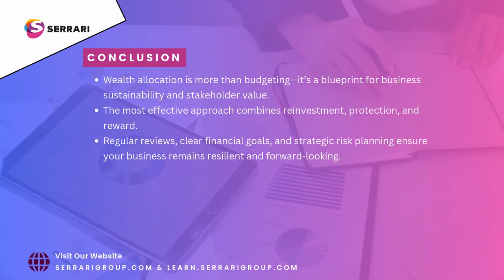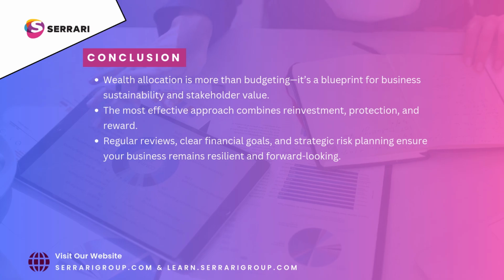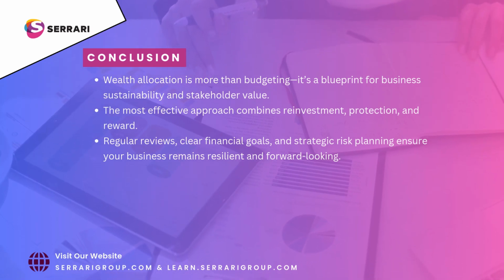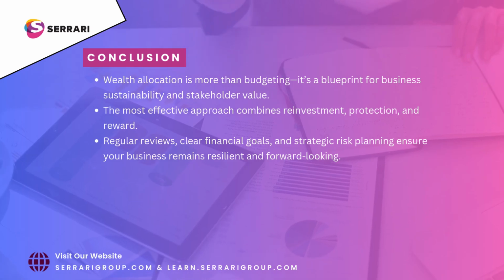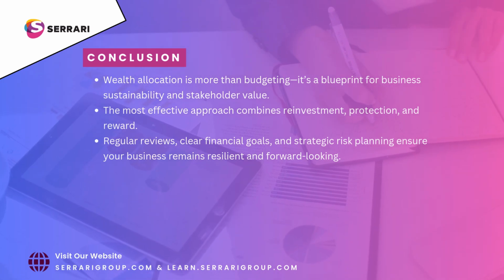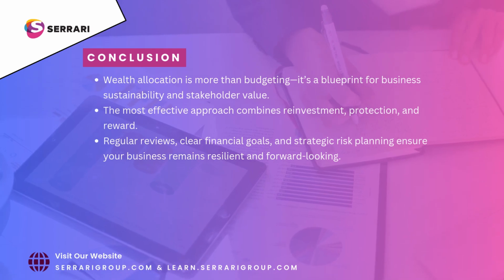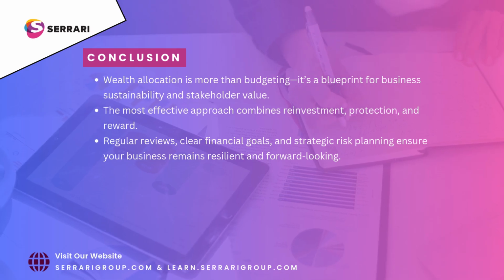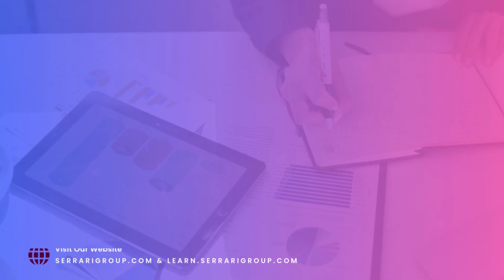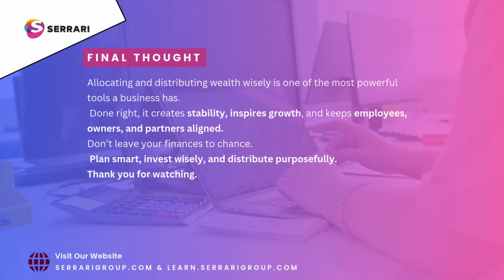Conclusion: wealth allocation is more than budgeting, it's a blueprint for business sustainability and stakeholder value. The most effective approach combines reinvestment, protection, and reward. Regular reviews, clear financial goals, and strategic risk planning ensure your business remains resilient and forward-looking. Final thought: allocating and distributing wealth wisely is one of the most powerful tools a business has. Done right, it creates stability, inspires growth, and keeps employees, owners, and partners aligned.